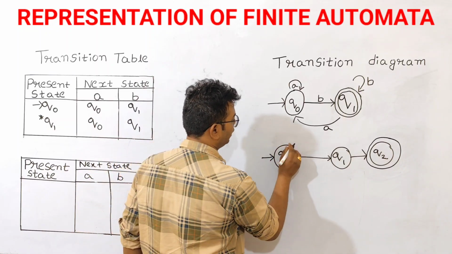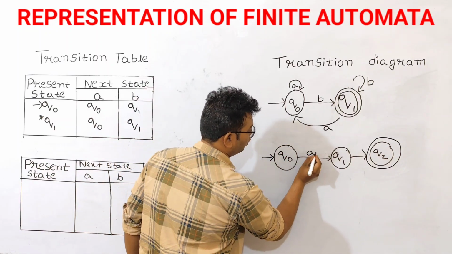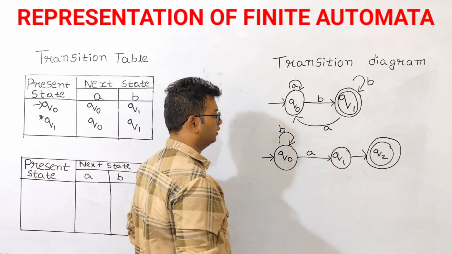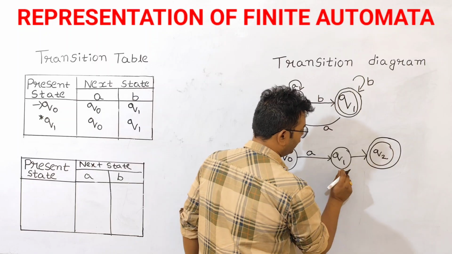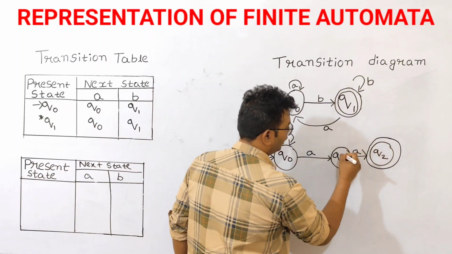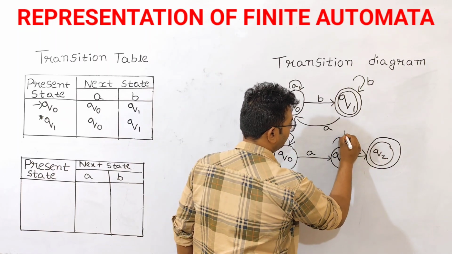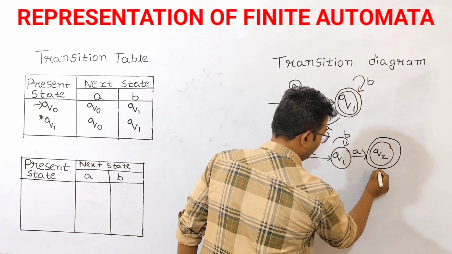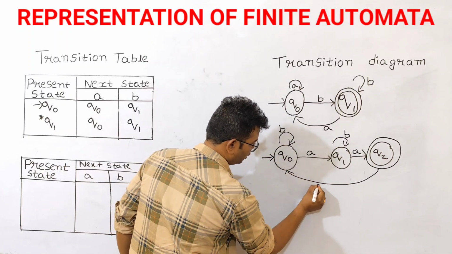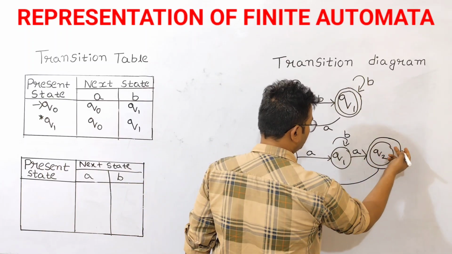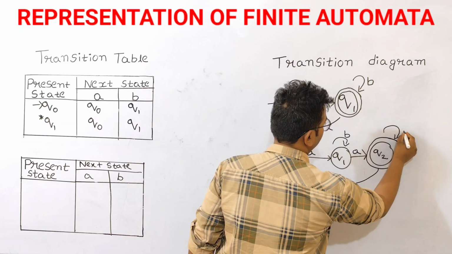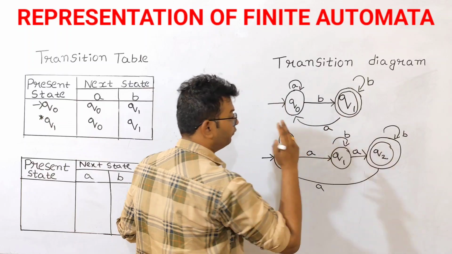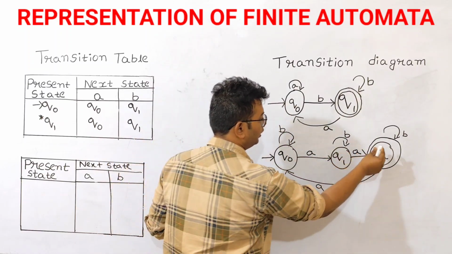Okay. So first A. By giving input A, Q0 turns to Q1, and by giving input B, it remains in the same state. At Q1, by giving input A, it goes to Q2, and by giving input B, it remains in state Q1 only. Coming to Q2, by giving input A, it comes to Q0, and by giving input B, it remains in Q2. Okay, this is the simple transition diagram of three states, Q0, Q1 and Q2.